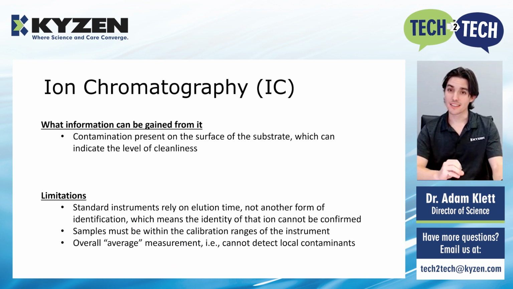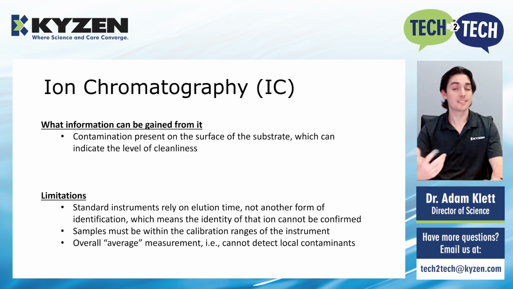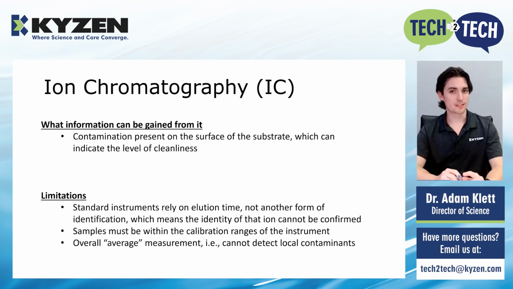There are many components that can elute at similar times, so knowing the identity of a peak can be problematic in complicated mixtures. Also, since the instrument is calibrated with known standards, samples must be within this calibration range. If not, the samples will need to either be concentrated or diluted to get data that can be trusted. Lastly, this measurement is an overall measurement across the entire surface area of the board. It cannot detect local areas of high contamination, which could lead to a false sense of cleanliness.